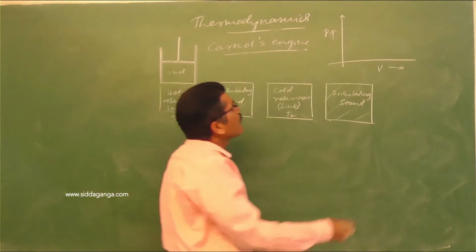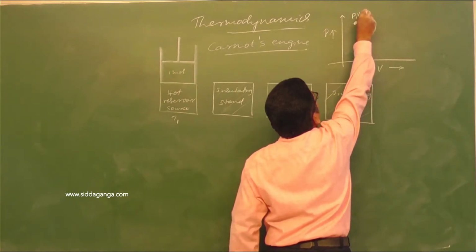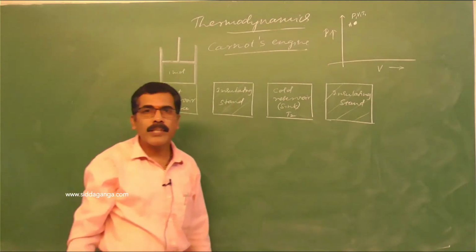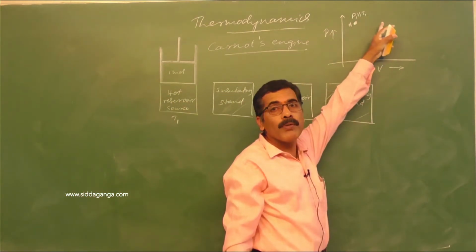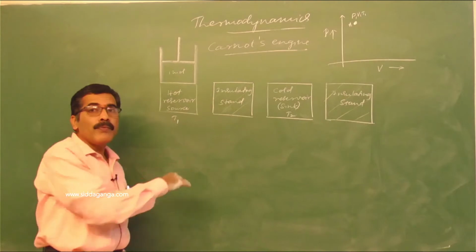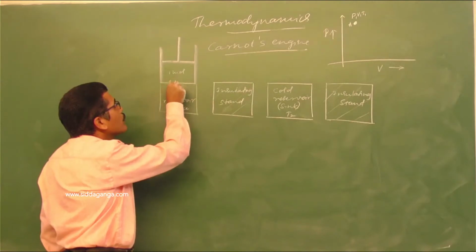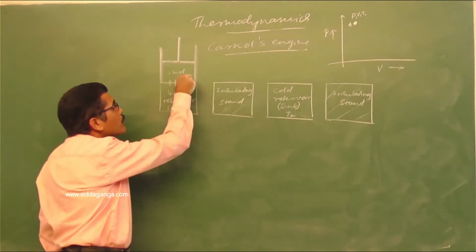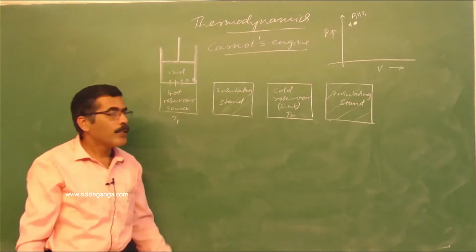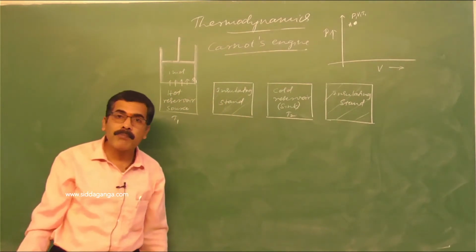So let the system have pressure P1, volume V1 and temperature T1. The system has a configuration: pressure P1, volume V1 and temperature T1. It is kept on a hot reservoir which is at a constant high temperature T1. This gas absorbs Q1 quantity of heat from the source and expands isothermally at constant temperature T1.